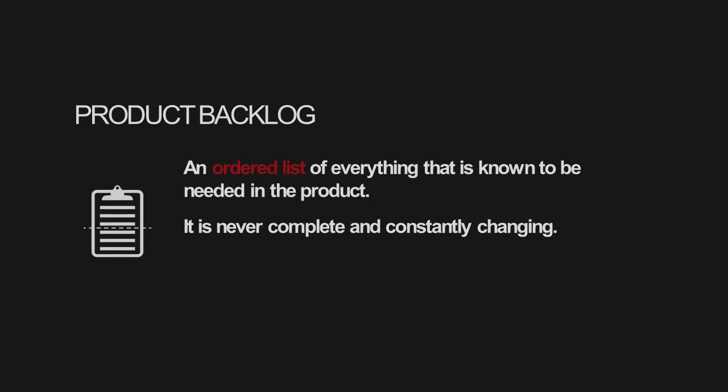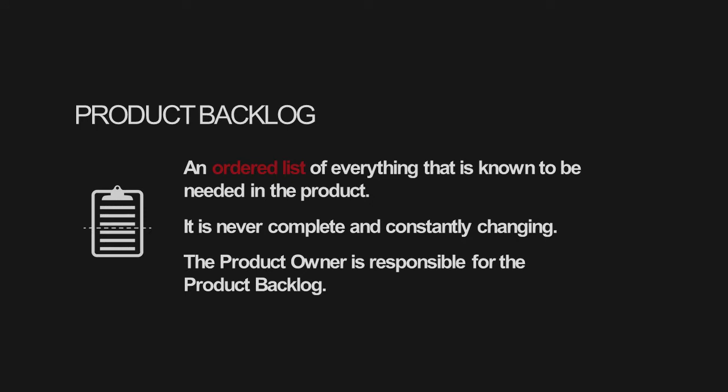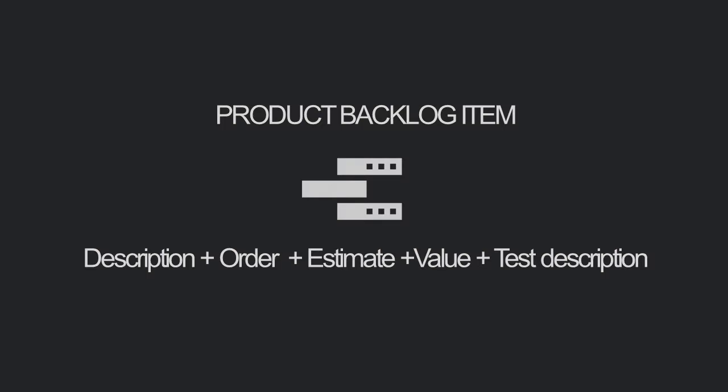So, who is responsible for the product backlog? In Scrum, the product owner is solely responsible for the content and the order of the product backlog. And this is the person whose job is to maximize the value. The Scrum Guide does not give any guidelines as to how items should be formulated. Yet product backlog items have a few attributes such as description, order, estimate, value, and test description.